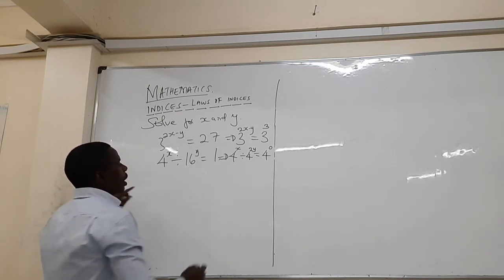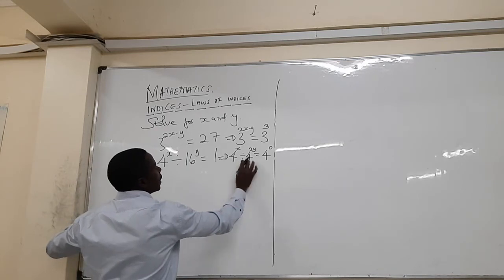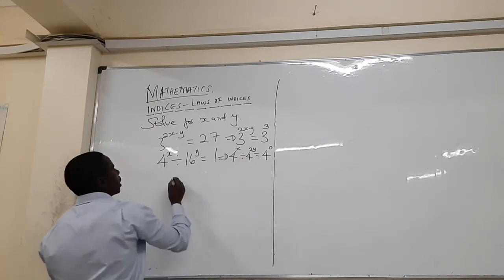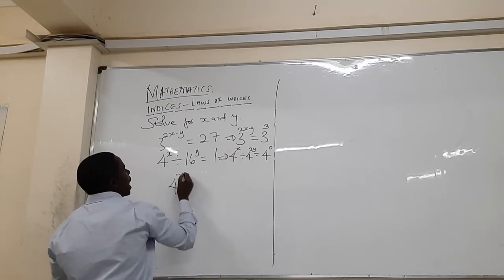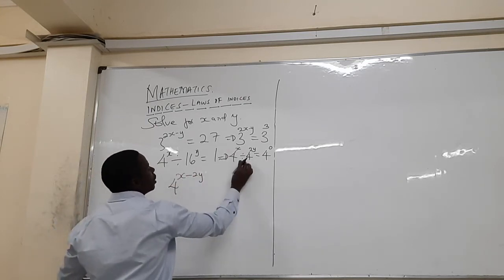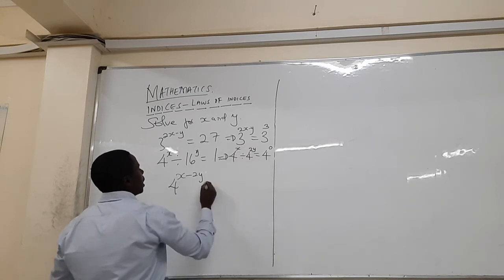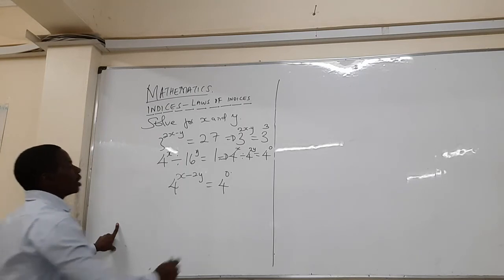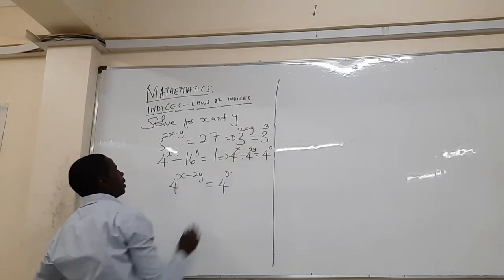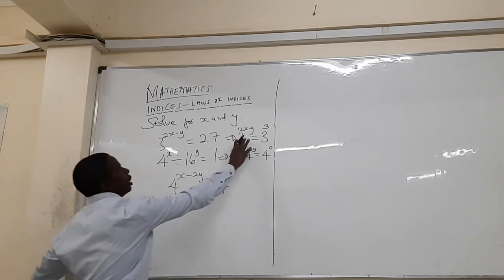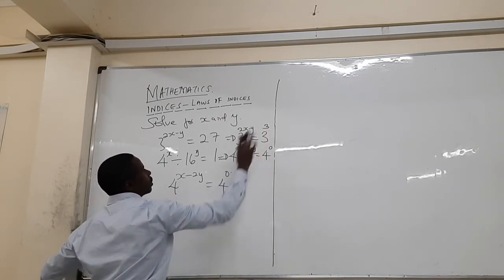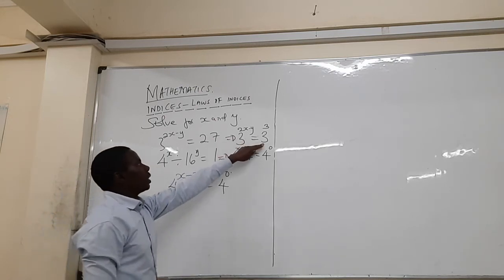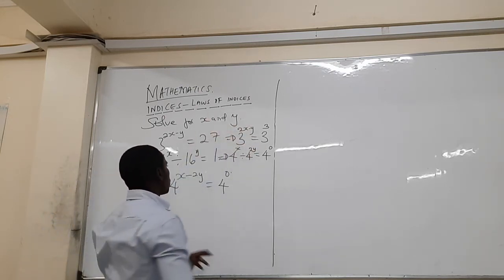Now we have this scenario here. The second law of indices says that when you are dividing, you subtract the powers. So you can have 4 power x minus 2y, because of this division you subtract the powers, giving us 4 power 0. That's equation 2. Equation 1 we have as 3 power 2x minus y is equal to 3 power 3. Now we have the same bases, so we drop them. We are going to work with the powers here.